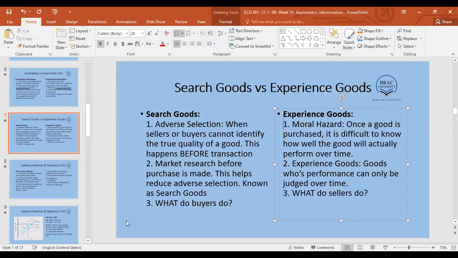So search good is what I do. If I do some market research, then before the transaction is made, I can reduce the problem of adverse selection. I can reduce the problem of getting a bad quality product even though I paid a high quality price.